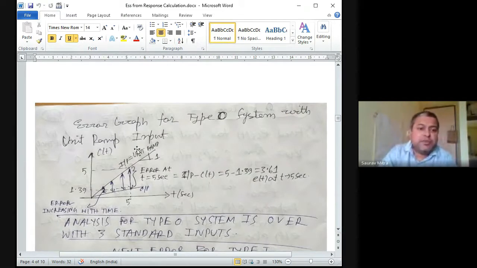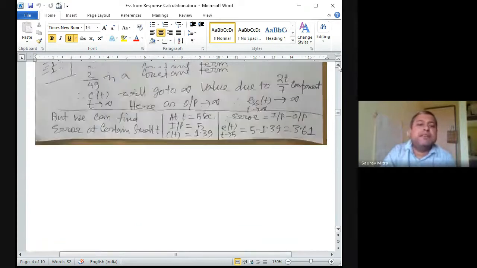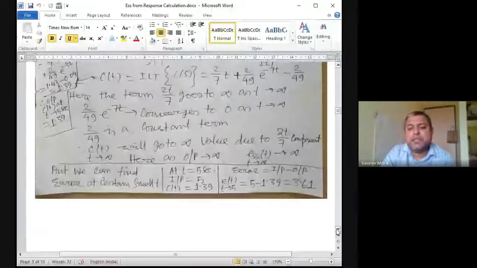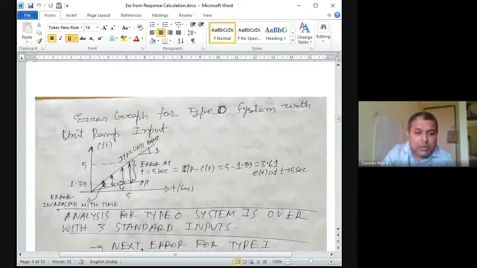Okay, so this is a graph between input and output. So whatever line I have shown, this line is nothing but the response of c(t) that I have shown on the previous page. So what is the response of c(t)? c(t) was 2t by 7 plus 2 by 49 e raised to minus 7t minus 2 by 49. This graph is actually shown by this below line. Okay, so this below line is nothing but that output graph. And the input is increasing very fast. And you find that the distance between input and output is increasing with respect to time.